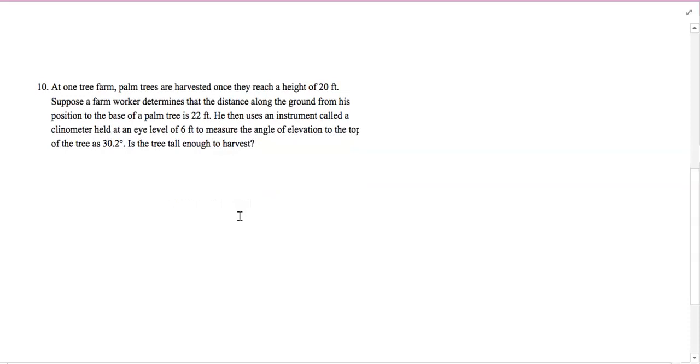On a tree farm, palm trees are harvested when they reach a height of 20 feet. So we want the H to be 20 feet. So that's your palm tree right there. And we want to know if H is 20 feet. If you stand at a position 22 feet from the base of the palm tree, so that's 22 feet.